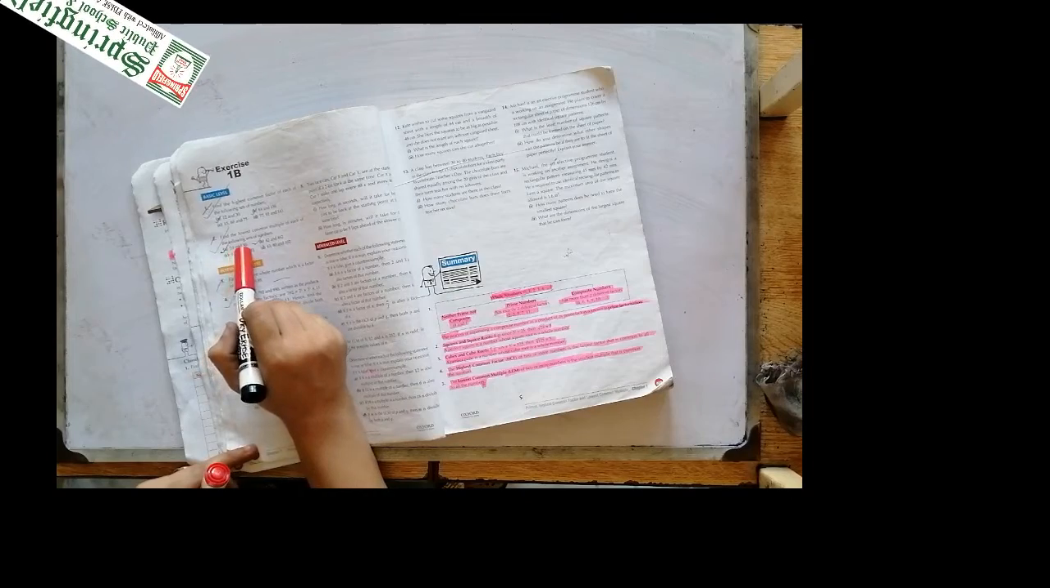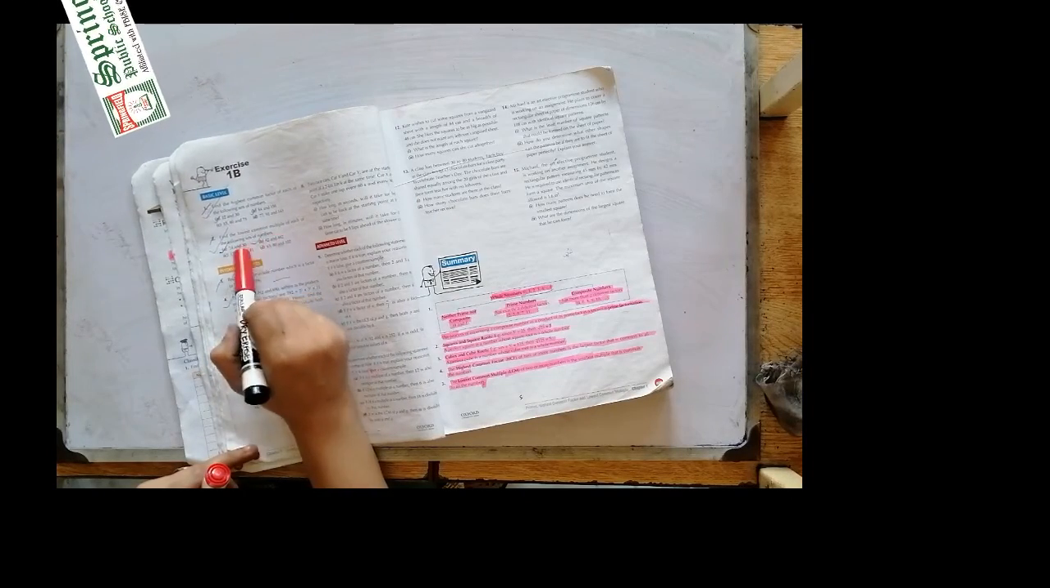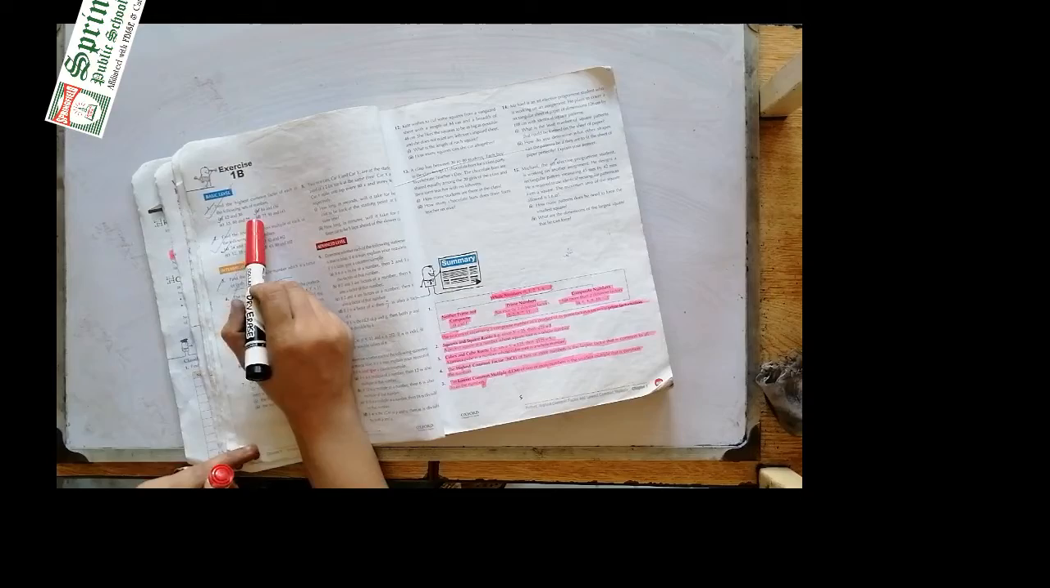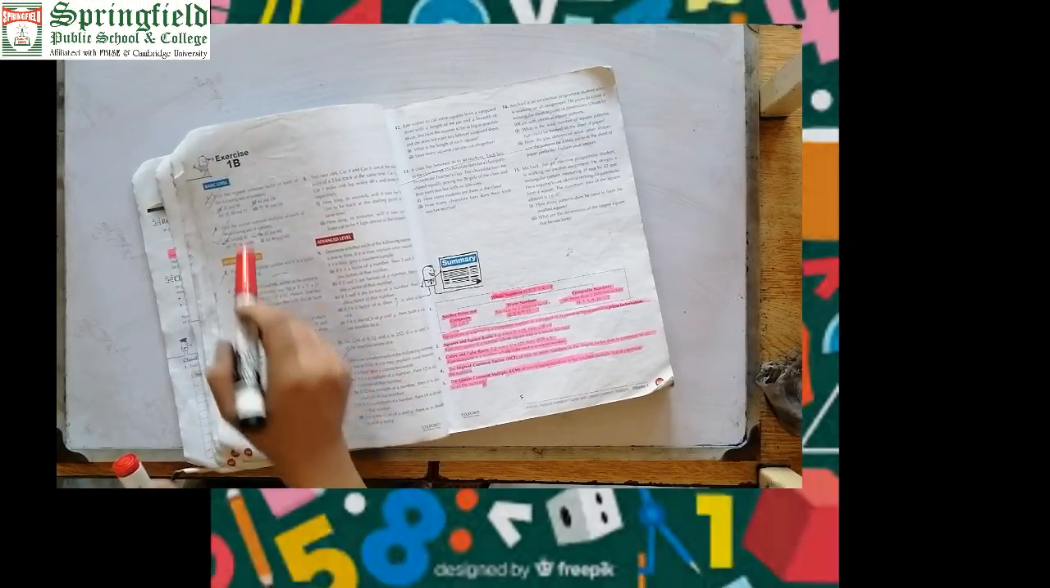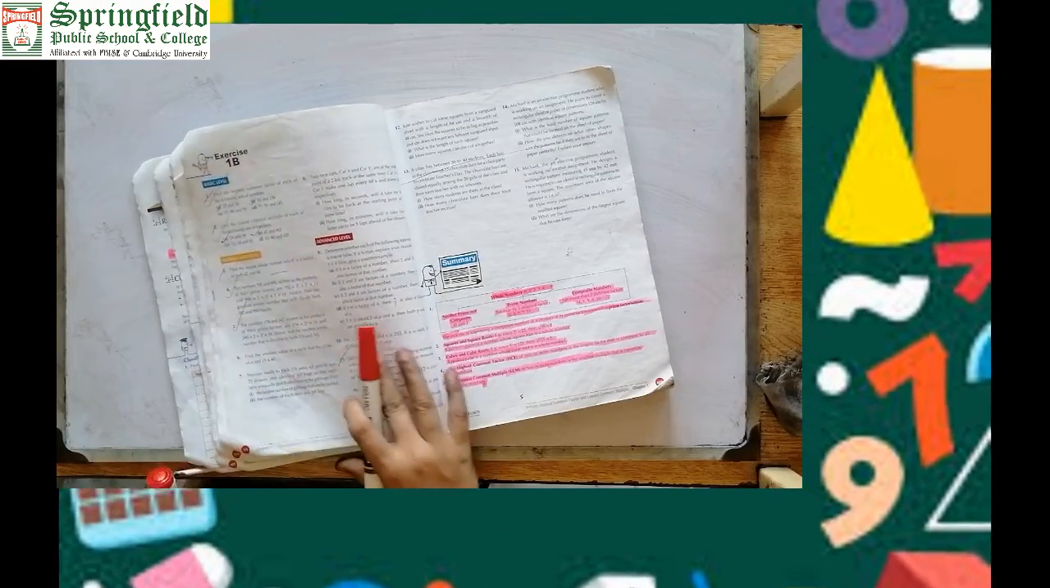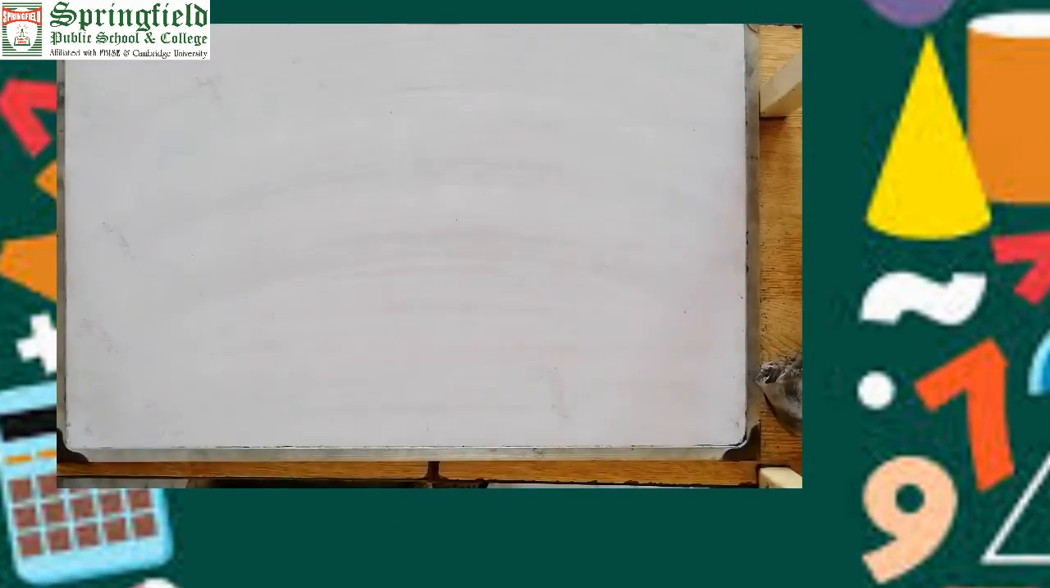So come on the next, find the lowest common multiples. Lowest common multiple means least common multiple. Okay, I will do only one part in each question. So first, question number 1 in A part.